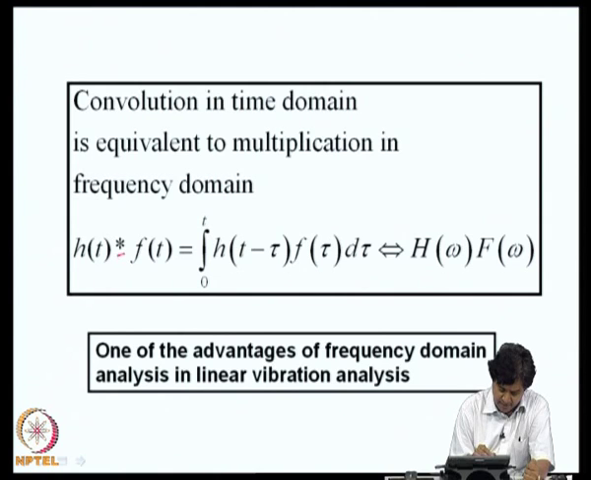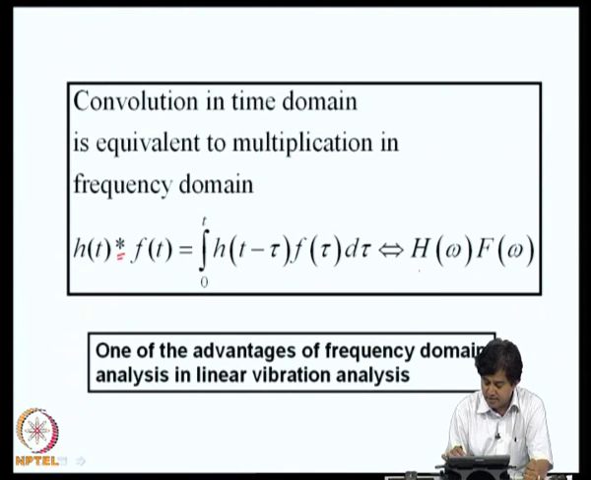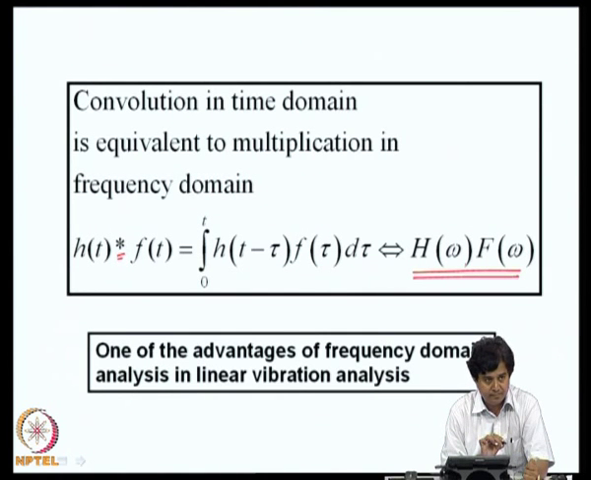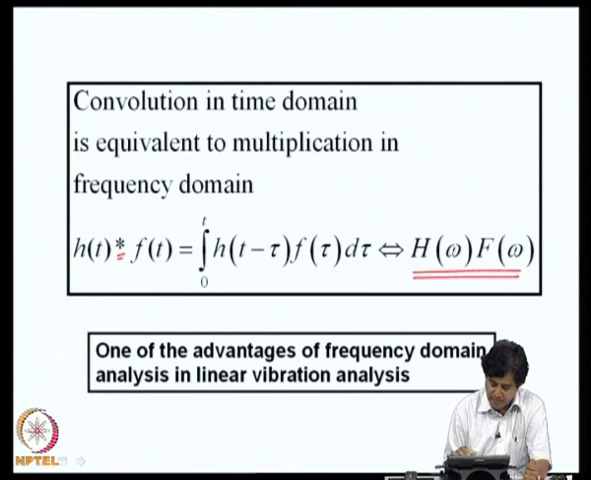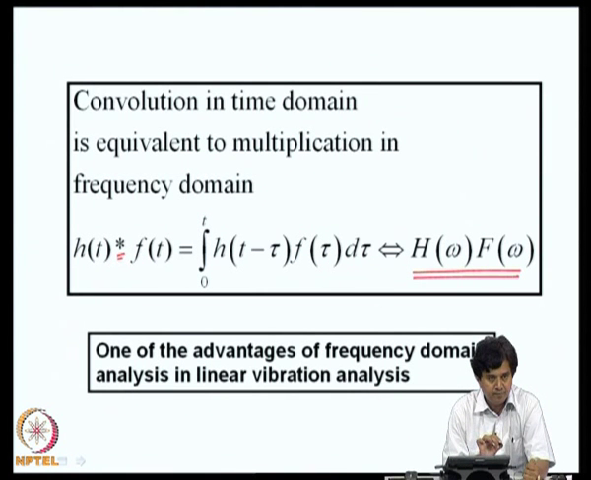This notation, star, is used to denote the convolution operation. When I say h of t convolves with f of t, it means that the value of this quantity is this integral. Now, a convolution operation in the time domain is equivalent to a multiplication in the frequency domain. This is one of the major advantages of frequency domain analysis in linear vibration analysis. Analysis in the frequency domain is far easier than analysis in the time domain.